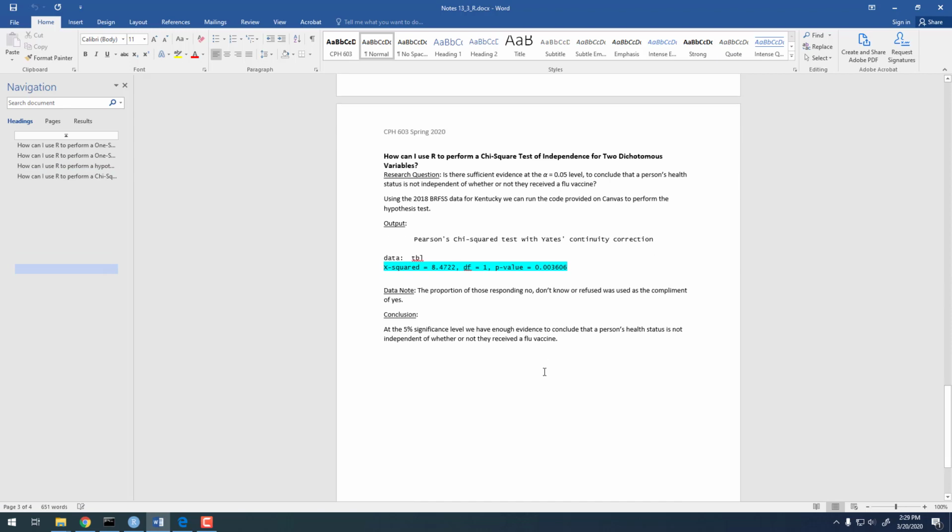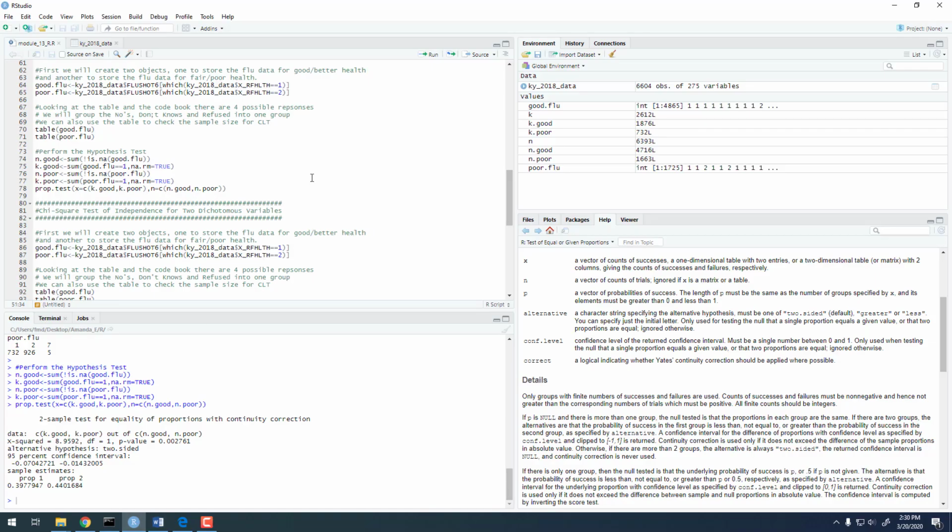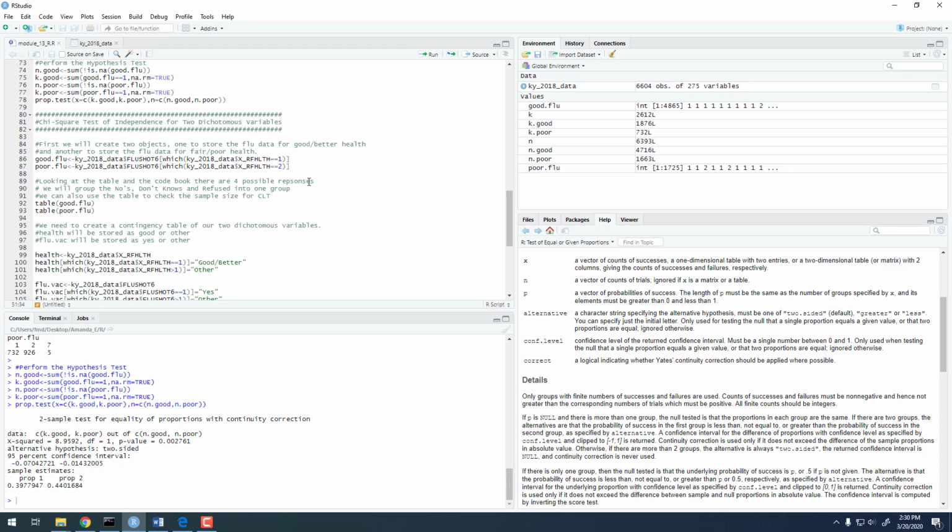All right, our last example we're going to look at is the chi-square test of independence. So now we're going to ask the research question, is there sufficient evidence at the alpha equals 0.05 level to conclude that a person's health status is not independent of whether or not they receive a flu vaccine? So again, we can use the code. And you're going to find I did something very similar to what we did for the previous hypothesis test. I've created objects, one to store the good health and one to store the poor health flu data, looking at a table of each of them.